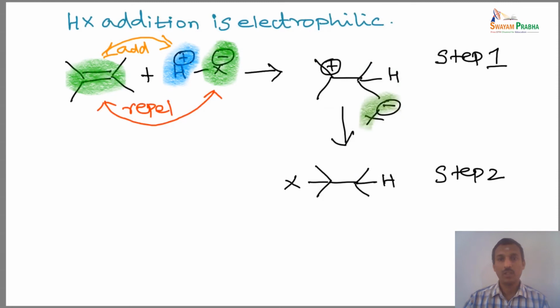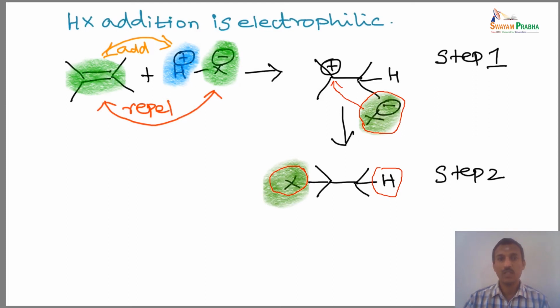So once the carbocation is formed, the X minus, which is electron rich, can now attack the carbocation to form the final product. So in this case, hydrogen adds to one carbon and the X adds to another carbon. So this is the second step.